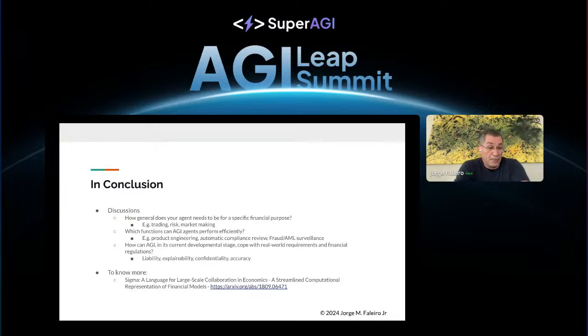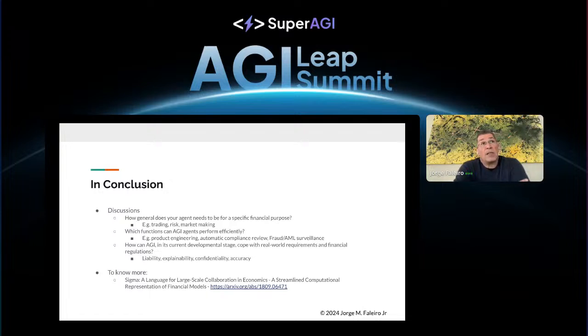First, do you really need a general agent to perform very specific functions? Functions in finance, especially in the trading space, are very purpose specific. I have a specific function of trading, risk, market making. It would be more a matter of those agents being able to communicate amongst themselves, or being one super agent that knows how to behave in multiple functions. That's one decision point, something to be discussed.